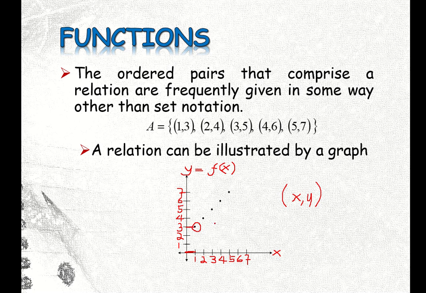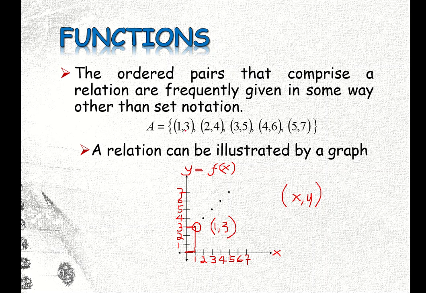So that's why we have 1 as the first element of the ordered pair, and the distance from the x-axis towards that point is our y component. So if you count that, we have 1, 2, 3. So that is equivalent to 3. So that's why we have here 1, 3. Okay, so this is the one that is given here.